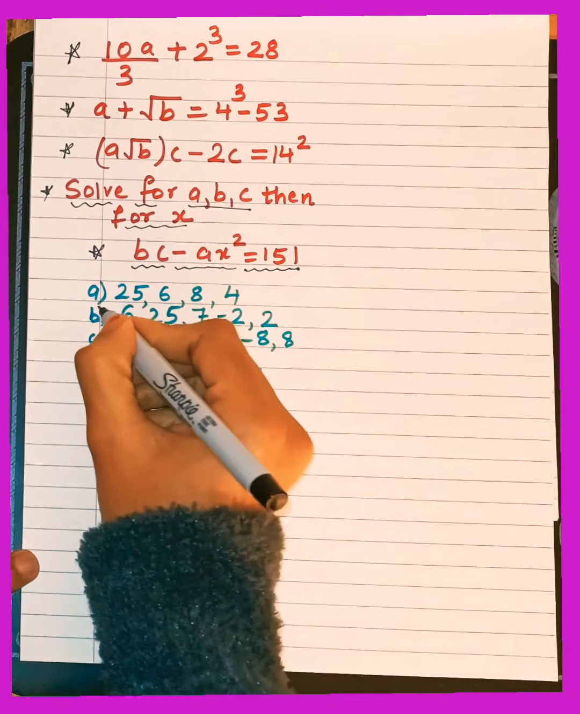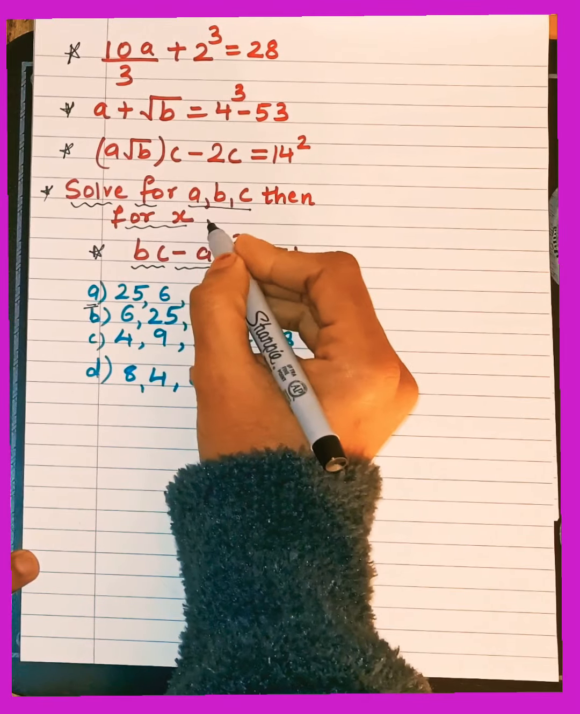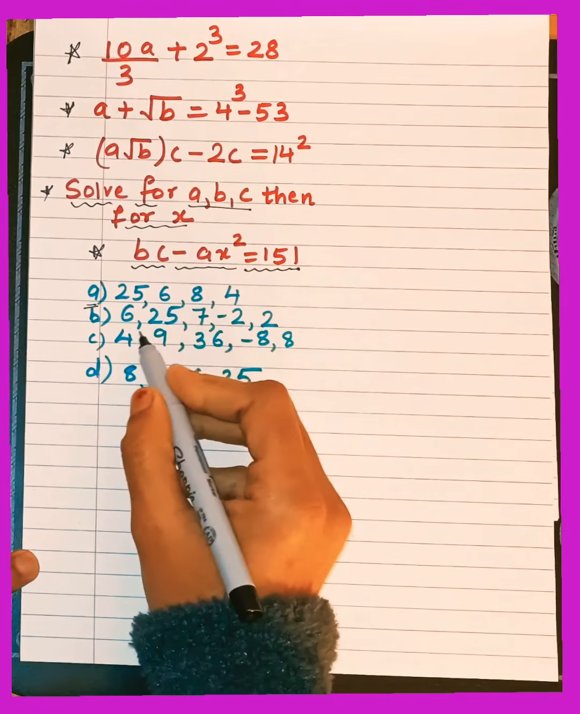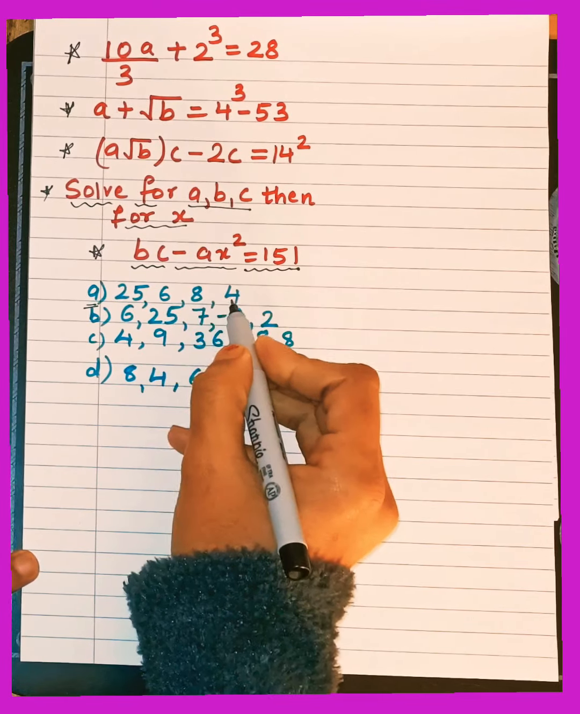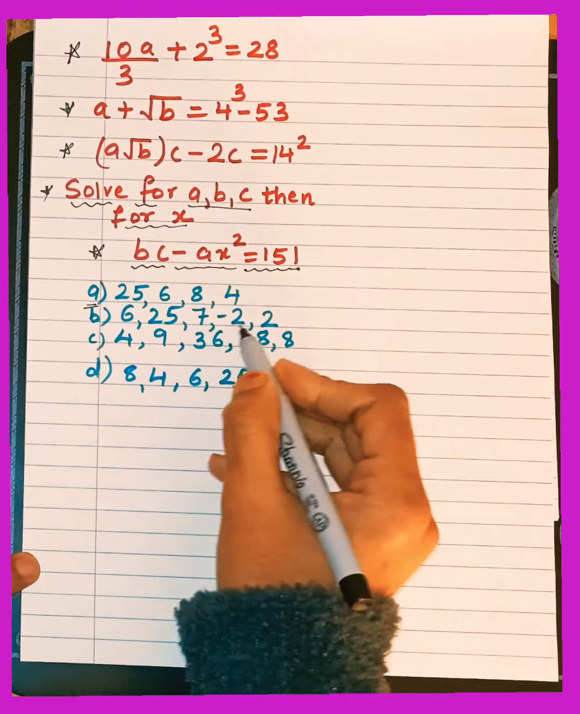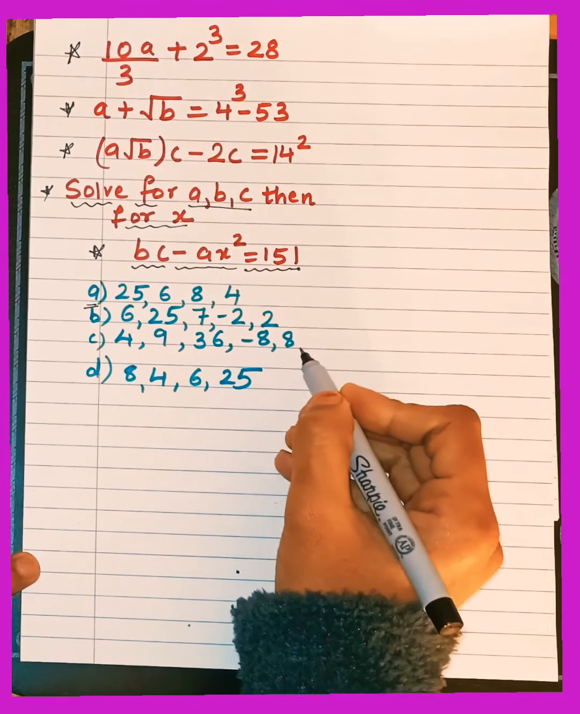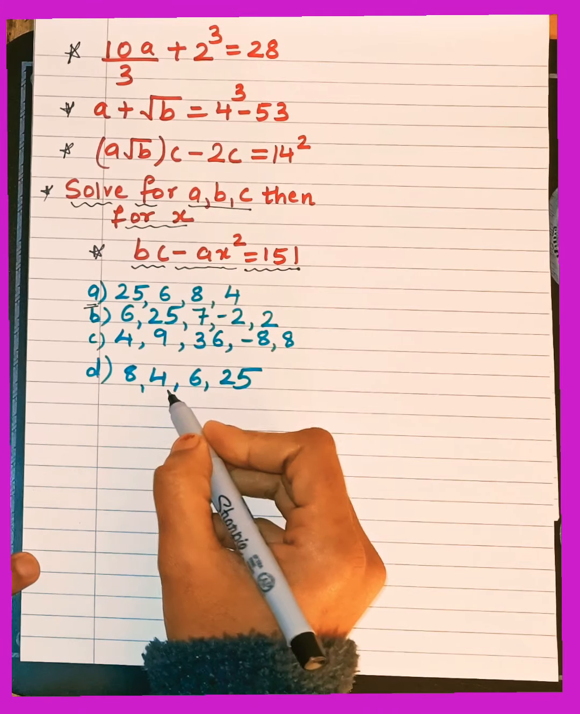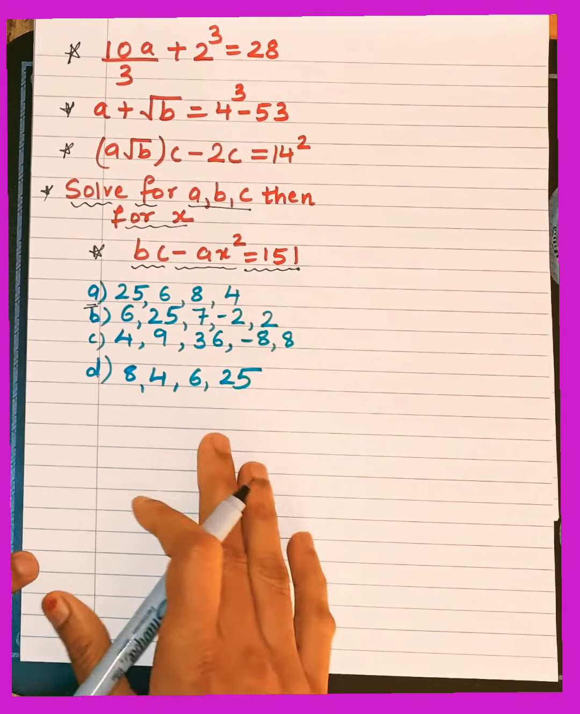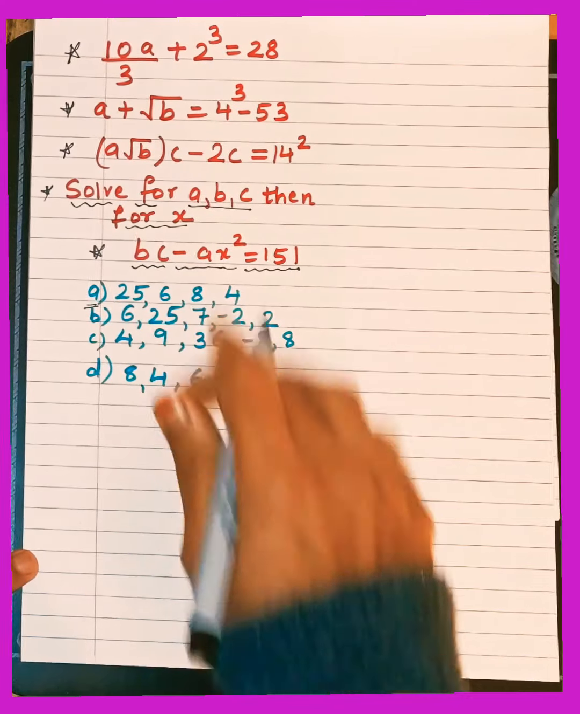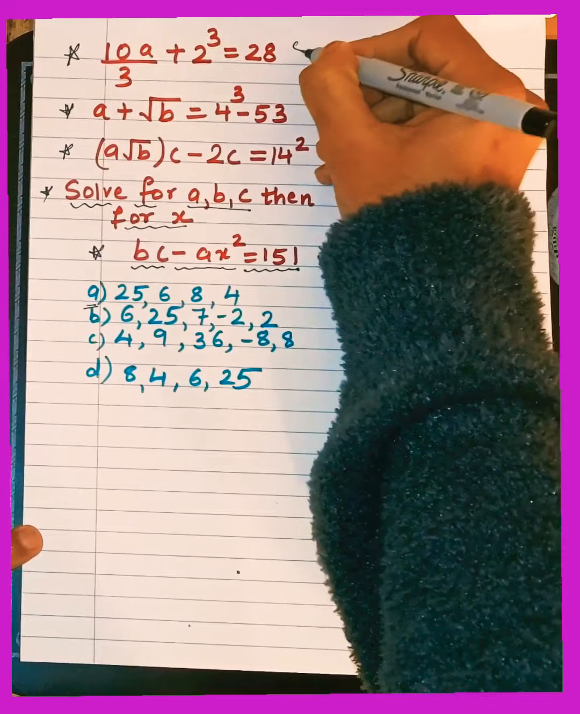So as we have to find out a, b, c, x, 4 variables, these are the 4 options which are given to us. 25, 6, 8, 4, 6, 25, 7, minus 2 and 2, 4, 9, 36, minus 8 and 8, 8, 4, 6 and 25. So these are the options which are given to us. So let's see how we will solve this question. So moving ahead with the solution part.